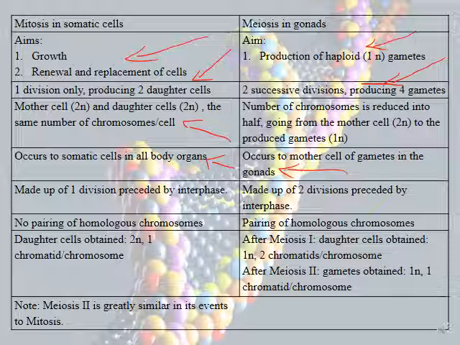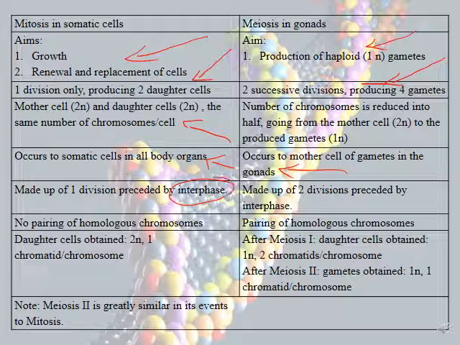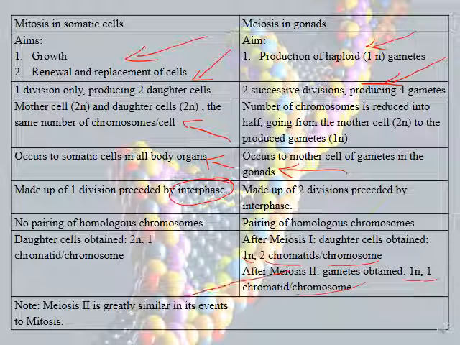Mitosis is made up of one division preceded by interphase, while meiosis is made up of two divisions preceded by interphase. There is no pairing of homologous chromosomes in mitosis, whereas in meiosis there is pairing of homologous chromosomes leading to the formation of tetrads. In mitosis the daughter cells obtained are 2n, with one chromatid per chromosome, while after meiosis I they are 1n with two chromatids per chromosome. After meiosis II, they are 1n with one chromatid per chromosome. And you have to know that meiosis II is very similar in its events to mitosis.